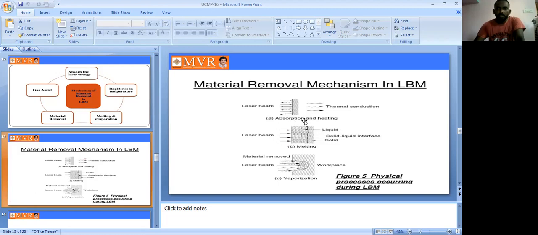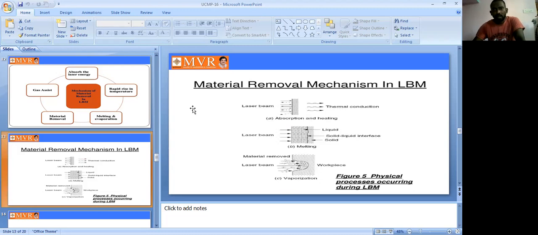చూడండమ్మా, అబ్జర్ప్షన్ అండ్ హీటింగ్. అబ్జర్ప్షన్ అండ్ హీటింగ్ ఫస్ట్ వన్. సెకండ్ వన్ ఈస్ మెల్టింగ్. థర్డ్ వన్ ఈస్ వ్యాపరైజేషన్. చూడండమ్మా, ఎప్పుడైతే ఈ లేజర్ బీమ్ అనేది హీట్ సోర్స్ అనేది వర్క్ పీస్ మీద రిఫ్లెక్ట్ అయినాయో అప్పుడు అది ఏమవుతుందంటే థర్మల్ ఎనర్జీ కన్వర్ట్ అవుతుంది. సో థర్మల్ కండక్షన్ సోర్స్ హియర్.